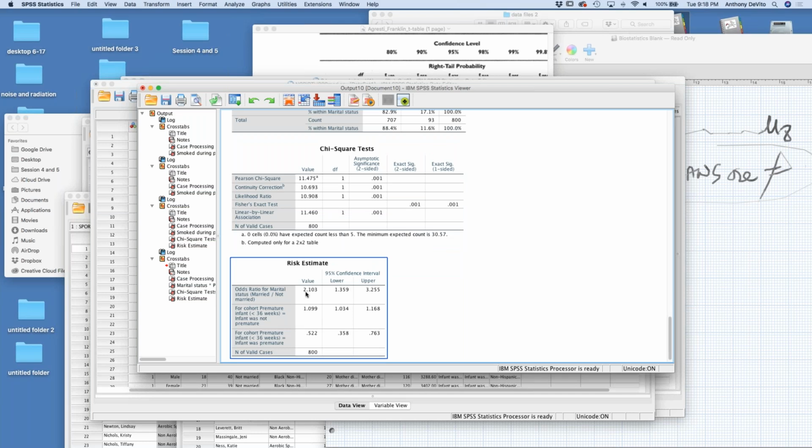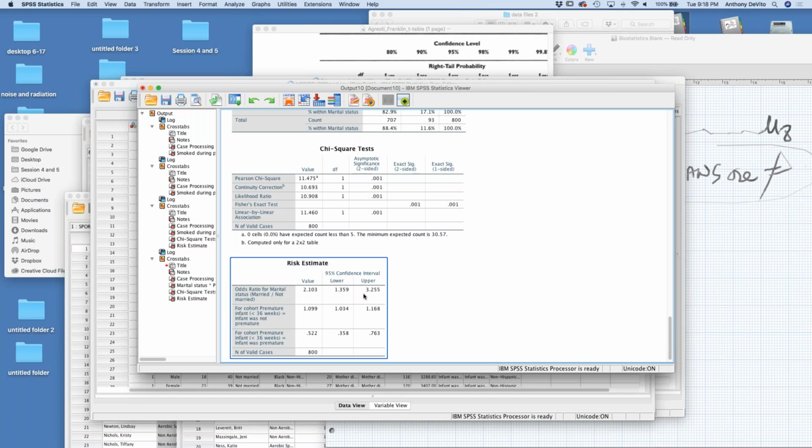How about our odds ratio? Well, women that were not married had a 2.1, double the odds of having a premature birth versus women who were married, right? And to boot, the confidence interval tells us that's the value we got for this sample of women, but the confidence interval tells us for all of the women, the entire population, the true odds ratio for the entire population would have been 1.36 to 3.2. It excludes 1.